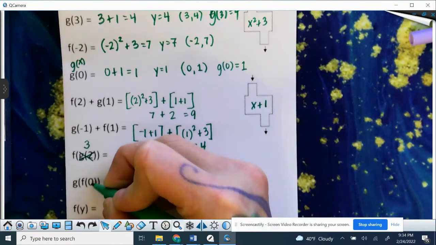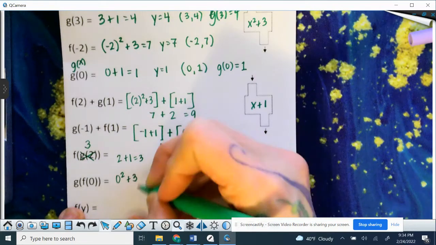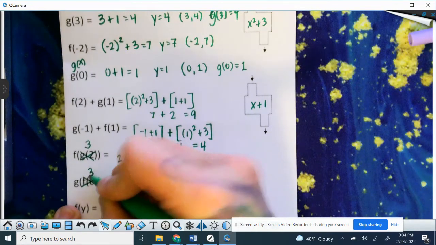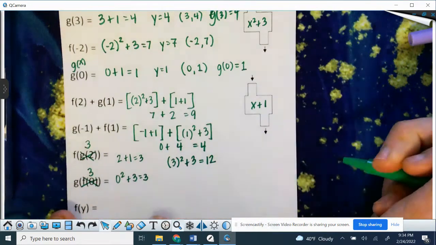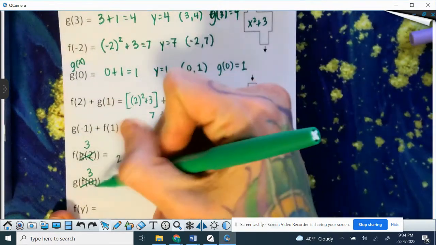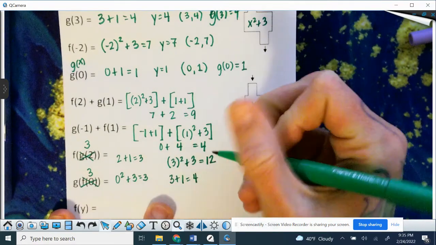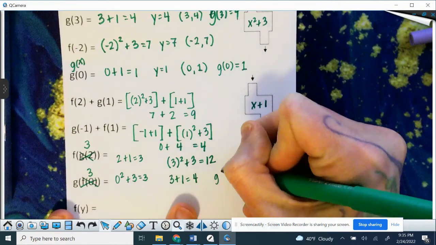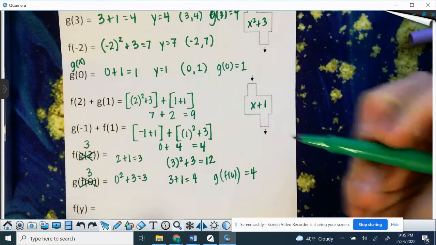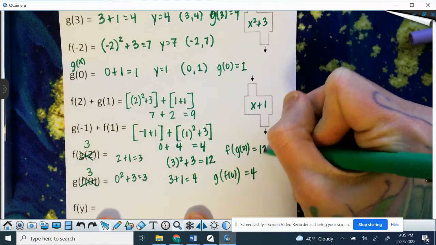So f of 0, then we use Frank, 0 squared plus 3. And 0 squared is 0, so I end up with 3 again. So f of 0 is done. We've done that work. So now it's g of 3 again. And g of 3, we just solved it. No, we didn't. I'm sorry. We did f of 3. For g of 3, we're going to put 3 back up in Gertrude. So 3 plus 1 gives me 4. So the answer to this entire problem, g of f of 0, is 4. And then the one prior, f of g of 2, was 12.